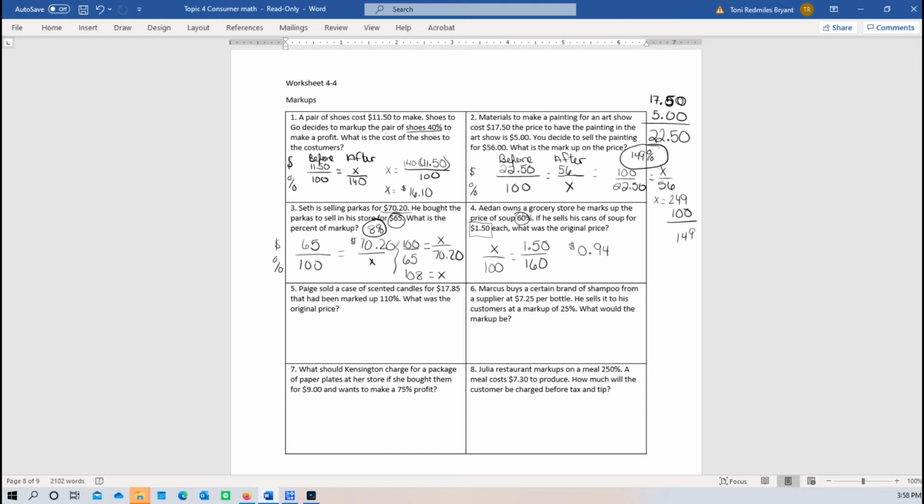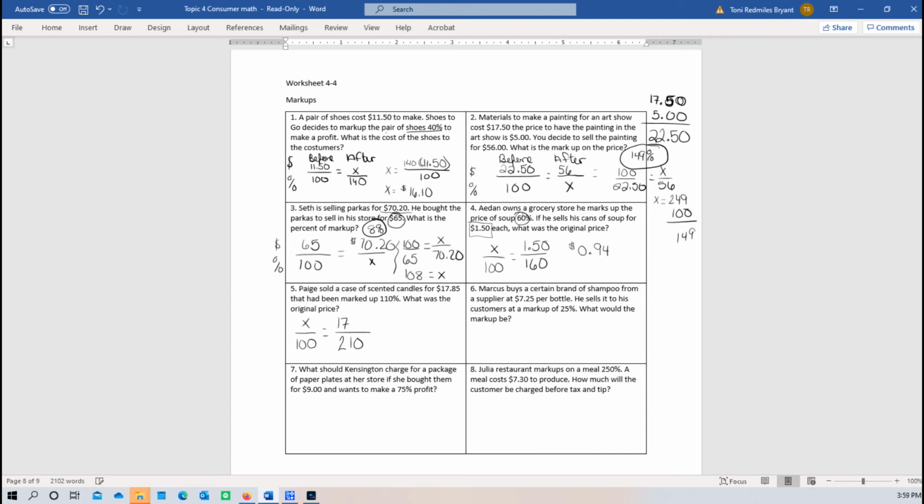All right, Paige sold a case of scented candles for $17.85. That has been marked up 110%. What was the original cost? All right, so first we do not know the original cost of the candles, but it's always out of 100. We know that. We're marking up 110%, so that means the consumer is actually paying 210% of the cost, okay? Altogether. What the selling price is going to be includes both what we purchased it for and the profit. That's all in that 210%.